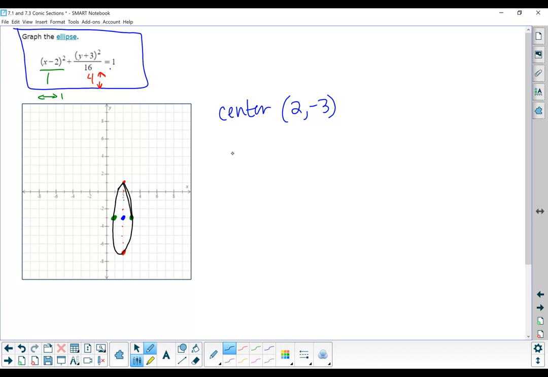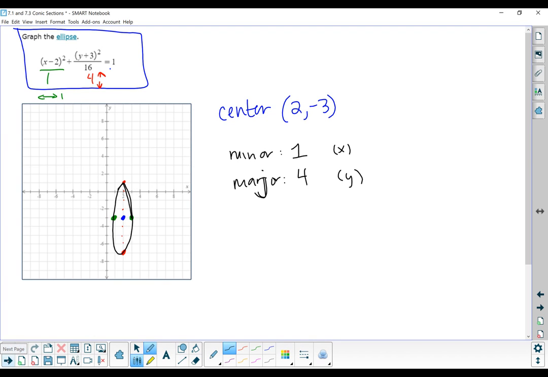So we have a minor axis of 1 in the x direction, and we have a major axis. Wow, I'm good at spelling. Major axis of 4, and that is in the y direction.